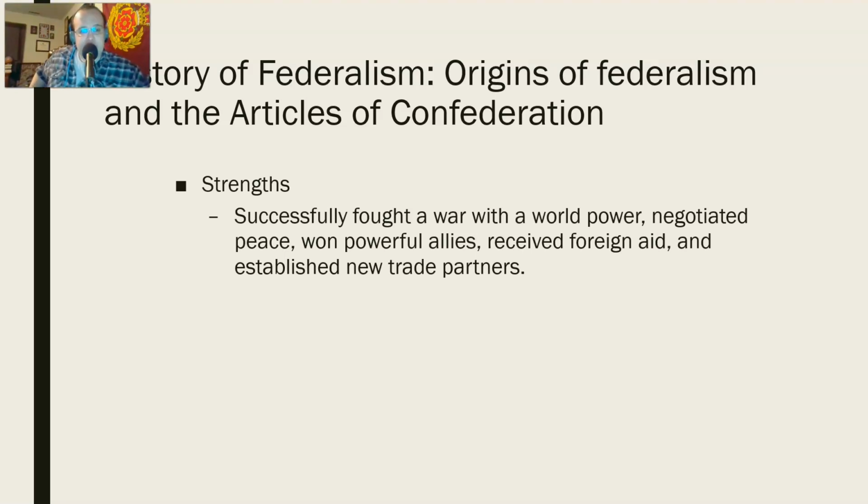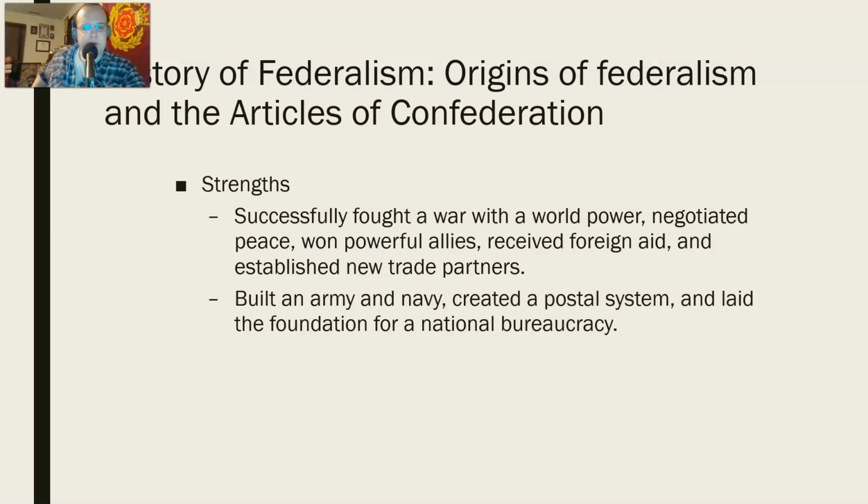So the articles weren't an entirely wasteful thing. We fought a war with the world power at the time, Great Britain. We negotiated a peace with them. We had very powerful allies and received foreign aid from the Dutch. John Adams went to Holland, negotiated with the Dutch for some foreign aid, and established new trade partners. We built an army, built a navy, we created a postal system. Thank you, Dr. Franklin.